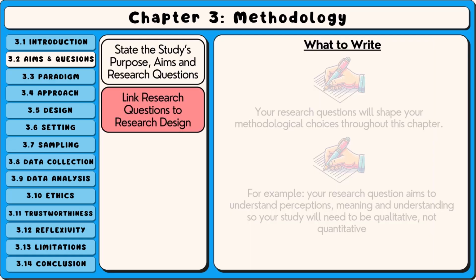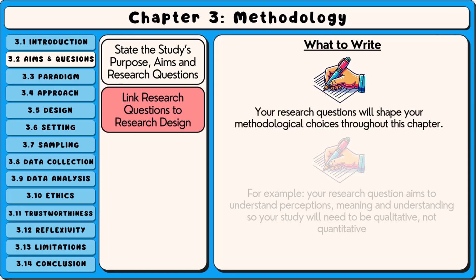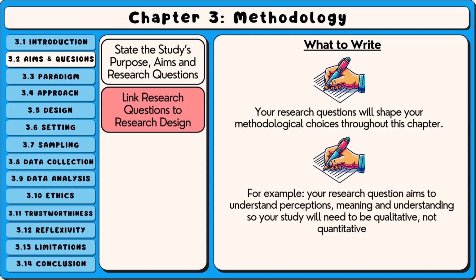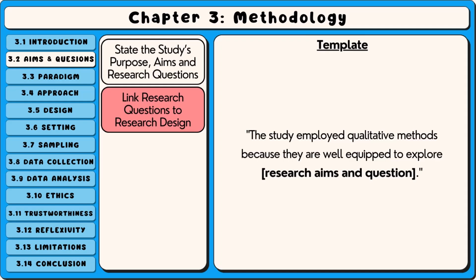The second part of section 3.2 is to link the research questions to the upcoming research design. Here, you need to explain that your research questions shape the methodological choices that are coming up in the chapter. So, for example, your research questions should be formulated in a qualitative way where they aim to understand perceptions, meanings, and understandings, and that is going to inform the fact that you're going to be doing qualitative methods that will be discussed throughout this chapter. Here's a template of what you could write.